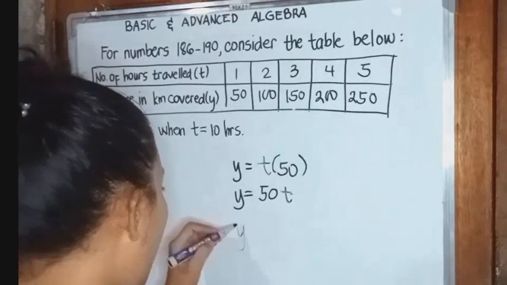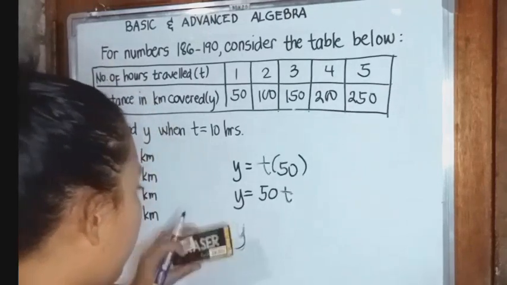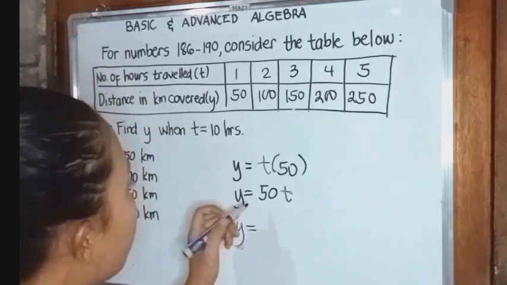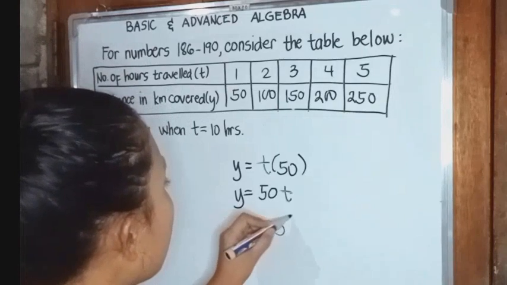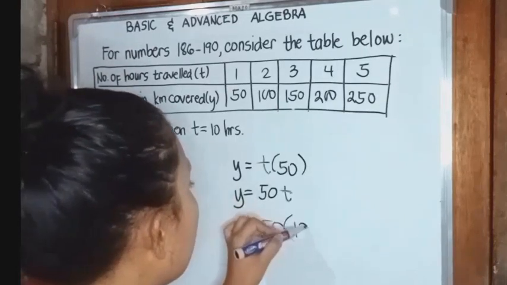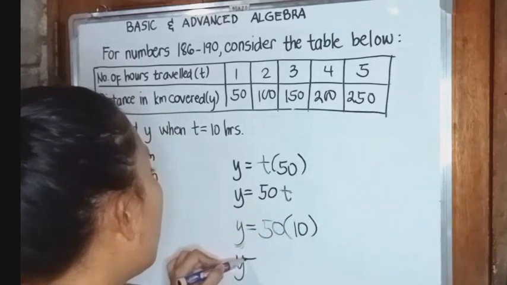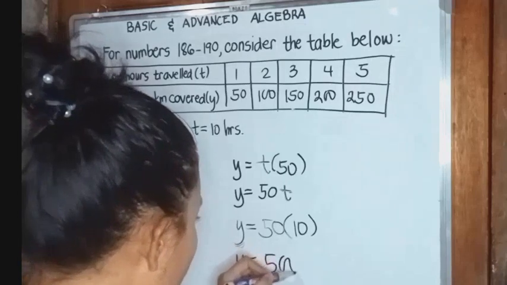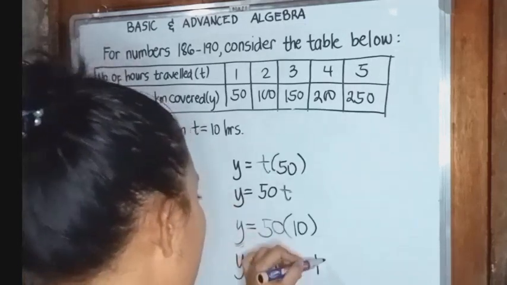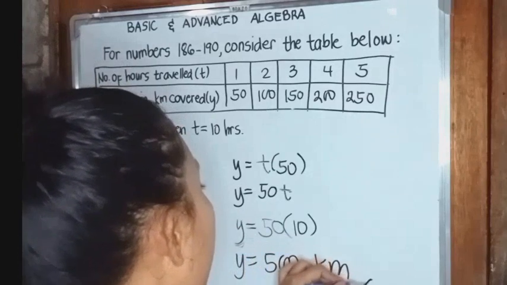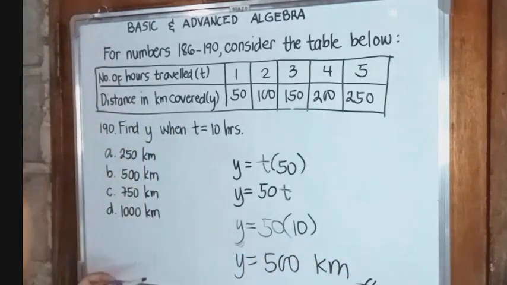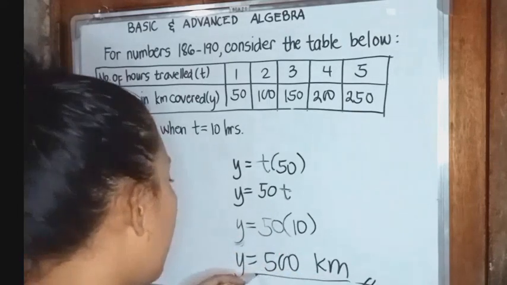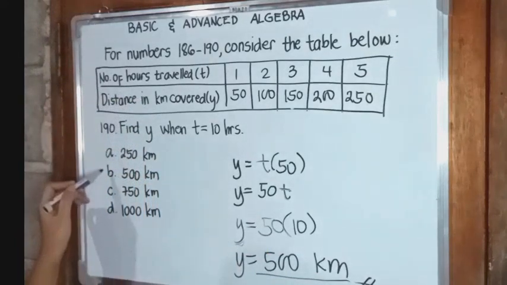Y equals 50 times the given 10 hours. Y equals 50 times 10, that is 500. The unit is kilometers. Therefore, the distance traveled after 10 hours is 500 kilometers. And that is letter B.